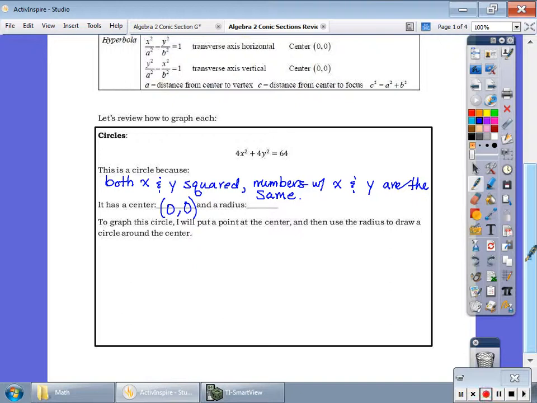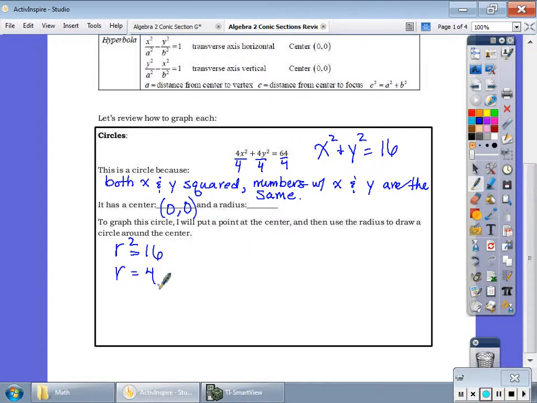So what do I need to do first? Divide by my 4, absolutely. And so we're going to have x squared plus y squared is equal to, what is 64 over 4? 16, thank you. X squared plus y squared is 16. Now, does that mean my radius is equal to 16? No, 4. R squared is 16, so the radius is going to be 4 there.